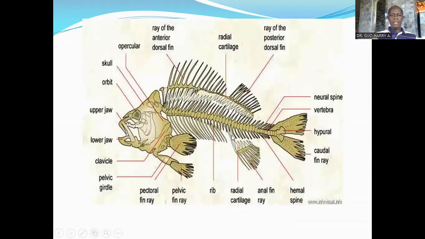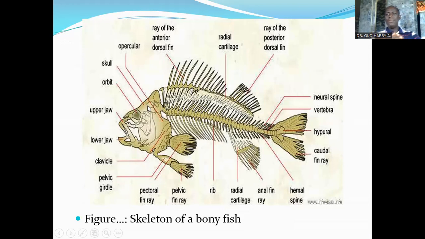Now, this is the skeleton of a bony fish. In this skeletal system, you'll see the external skeletal structures and the internal skeletal structures. The external skeleton, like we said, consists of scales, though the scales cannot be seen in this figure. These are the scales found on the skin of the fish that we usually remove when we want to prepare the fish for cooking.